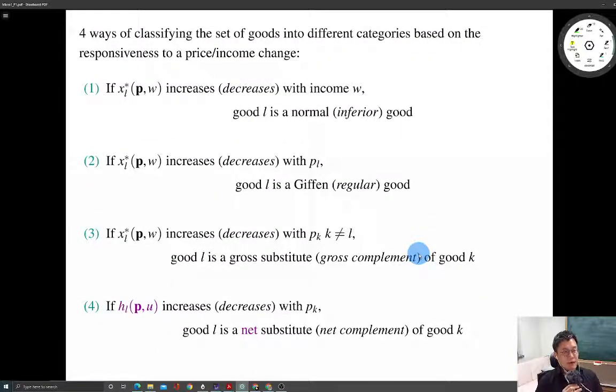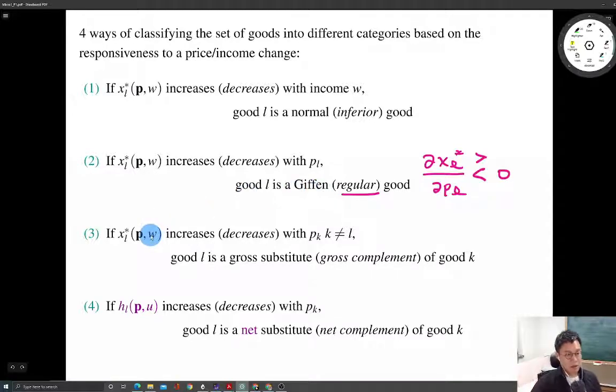And then there are ways of classifying goods into different categories based on responsiveness to price or income change. If Walrasian demand for good L increases with income, then good L is normal. If Walrasian demand decreases, good L is an inferior good. And if the Walrasian demand increases with its own price, then we say good L is a Giffen good. If it has a negative derivative with respect to its own price, that is a regular good. If that is a positive sign, we say it is a Giffen good.